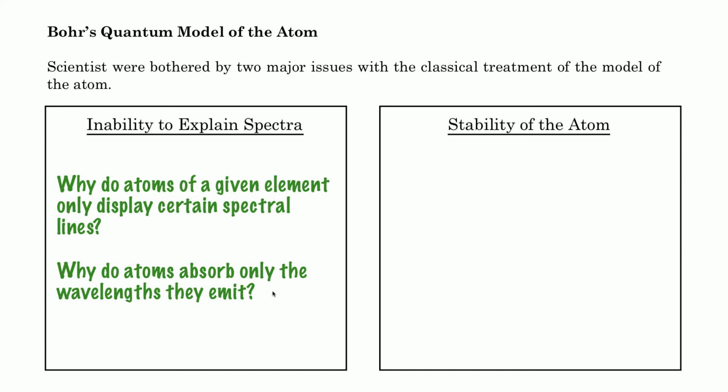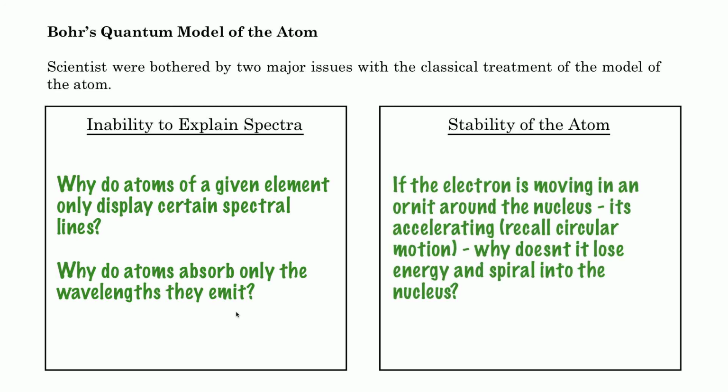Why do atoms only absorb the wavelengths that they emit? So that was another big question. And especially the stability of the atom. If the electron's moving in an orbit around the nucleus, it's accelerating. So think about that. Uniform circular motion. Why doesn't it lose energy and eventually spiral into the nucleus? They were really bothered by this, and so they should have been.